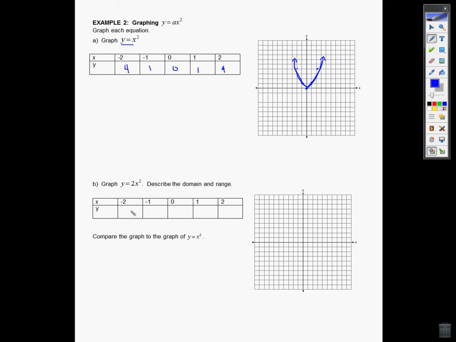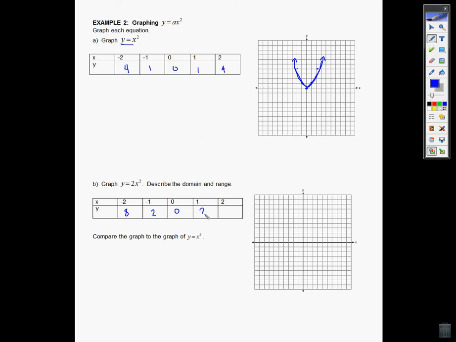Now let's take a look at y equals 2x squared. How is this going to be different? Well, I'm going to have the same numbers as up here, but every single one of them is going to be multiplied by 2. So if I'm putting in a -2, I said up here that when I square it I get 4, multiplied by 2 is going to give me 8. When I have a -1 and I square it I get 1, multiplied by 2, so I'm going to get 2. 0 is just 0.